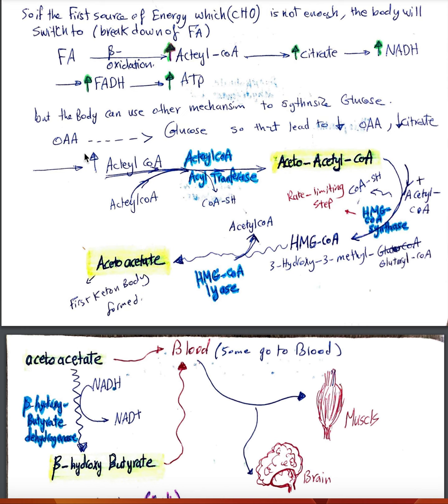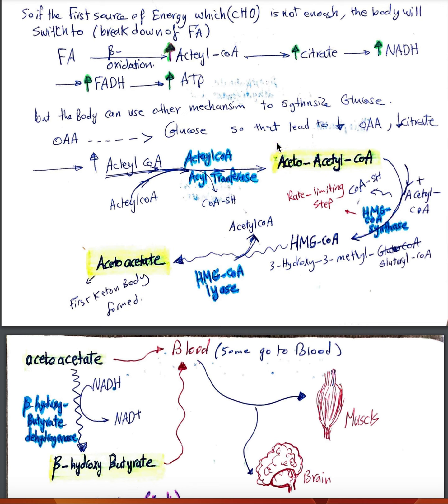Then, by the enzyme called acetyl coenzyme A acyltransferase, which is known as thiolase, the two molecules of acetyl coenzyme A lead to the formation of acetoacetyl coenzyme A.